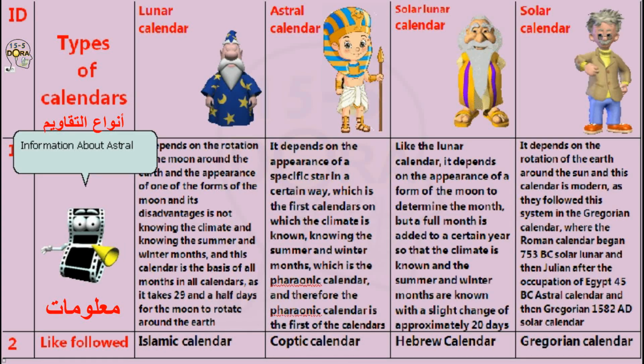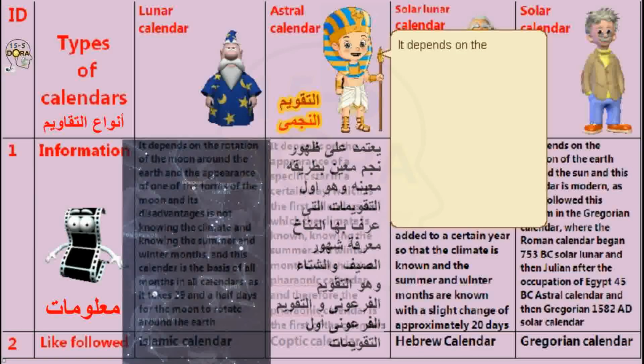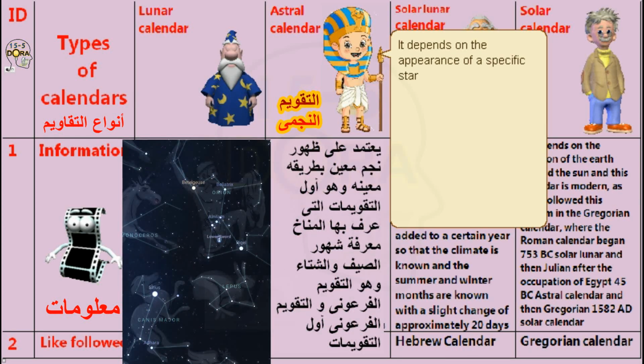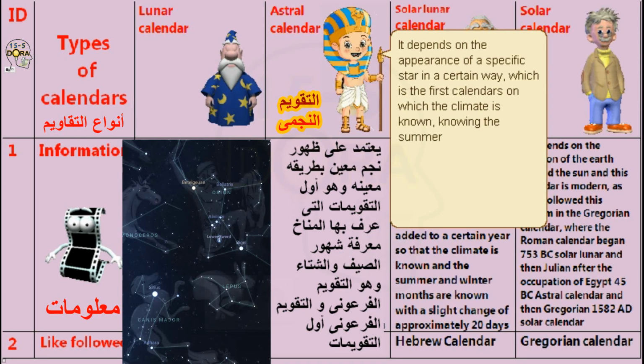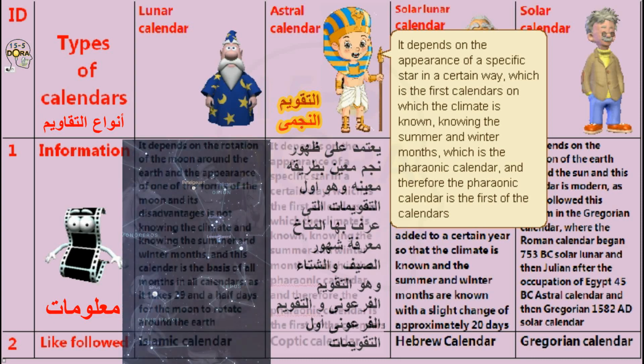Information about the astral calendar. It depends on the appearance of a specific star in a certain way. These are the first calendars in which the climate is known, knowing the summer and winter months, which is the pharaonic calendar, and therefore the pharaonic calendar is the first of the calendars.